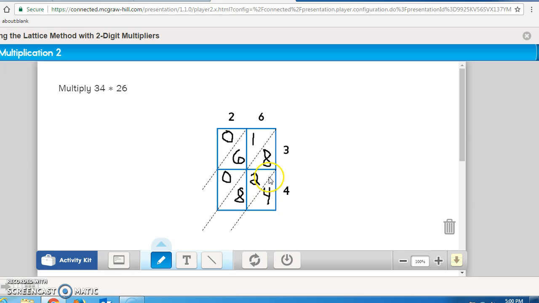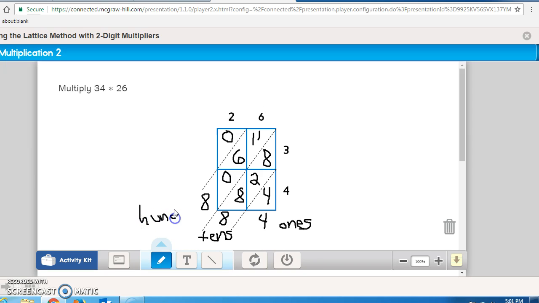Now I add. 4 plus nothing is 4. Remember, this is the ones place in my answer. 8 plus 8 is 16, plus 2 is 18. I put the 8 down, I carry the 1. This is my tens place in my answer. 6 plus 1 is 7, plus 1 is 8. This place value is my hundreds place.